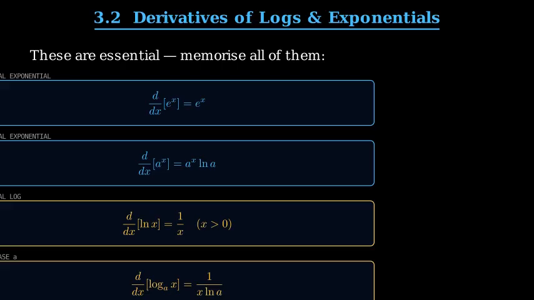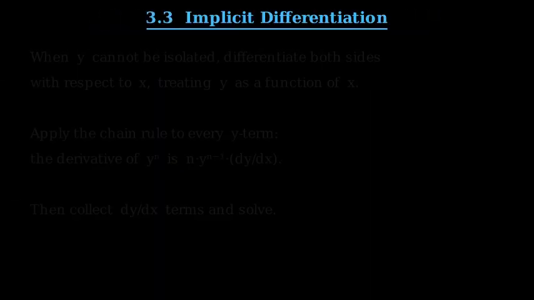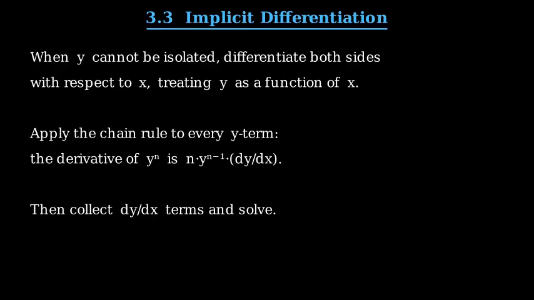Implicit differentiation worked example. Find dy/dx for the equation x squared plus y squared equals 25. Step 1. Differentiate both sides. 2x plus 2y times dy/dx equals 0. Step 2. Isolate the dy/dx terms. 2y times dy/dx equals negative 2x. Step 3. Solve. dy/dx equals negative x over y. Warning: apply the chain rule to every y term every single time. Never skip it.